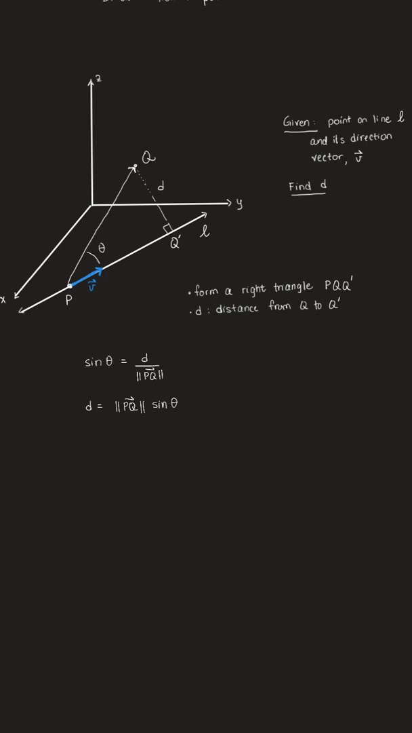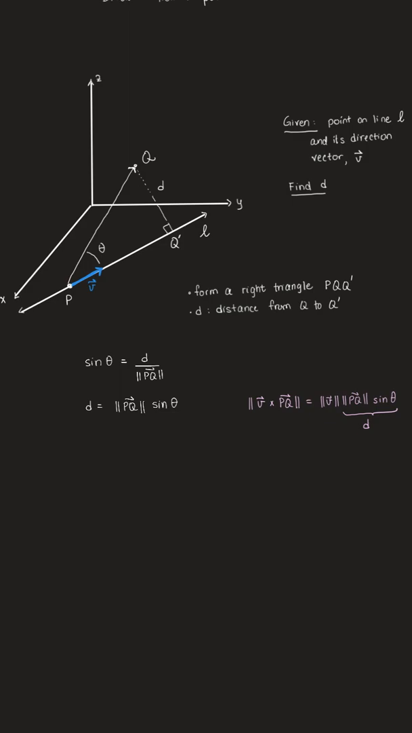Now, we know that the cross product between two vectors is the product of the magnitudes of the two vectors times the sine of the angle between them. So I'm going to write here that if I were to find the magnitude of our direction vector v crossed with our vector PQ, that will be equal to the magnitude of v times the magnitude of PQ times sine theta. And this is what we're calling our distance D.